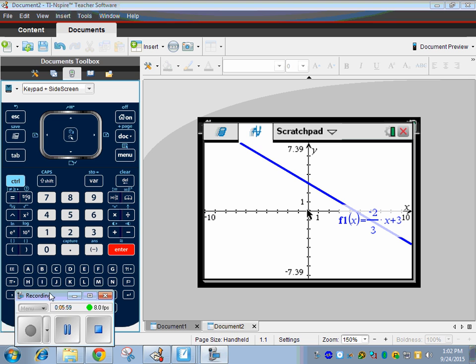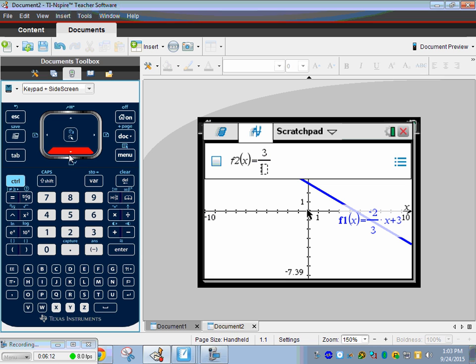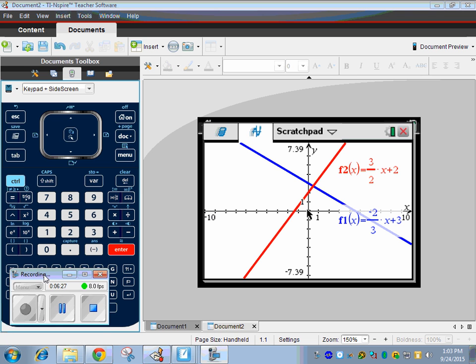Okay, so now let's enter the second line in. So you guys press tab again, and we're going to enter the second line in, which was 3/2 x plus 2. So go to Control divide again, and we've got 3/2, right arrow key, x plus 2. Press enter, and you get another line. Okay? Everybody got it? Raise your hand if you do not have two lines graphed.